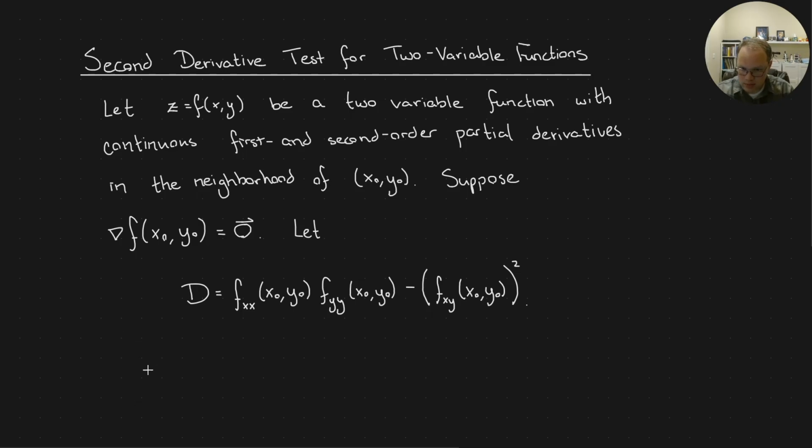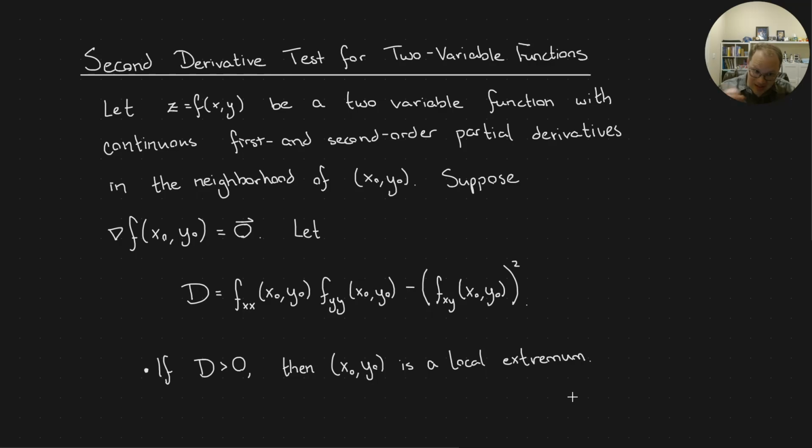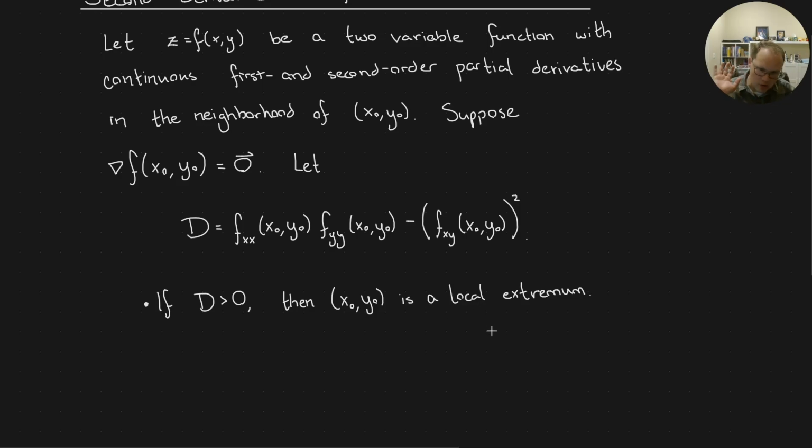Let me just bullet point it. If d is positive, if it is a positive quantity, then x naught, y naught is a local extremum. Okay, it's either a local maximum or it's a local minimum. Actually, finding out which it is easy once you identify that it is a local extremum, and we'll discuss that. Okay, but if d is positive, that means we either have a local maximum or a local minimum at the point. We have a local extremum.